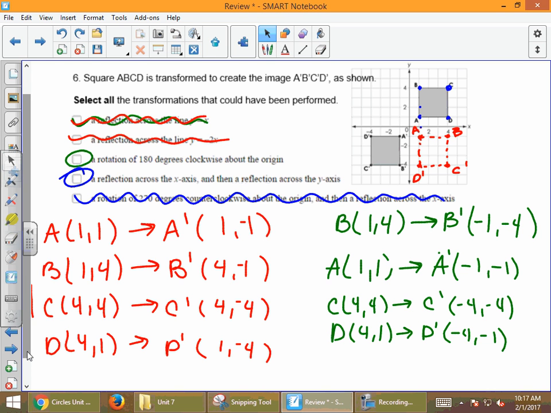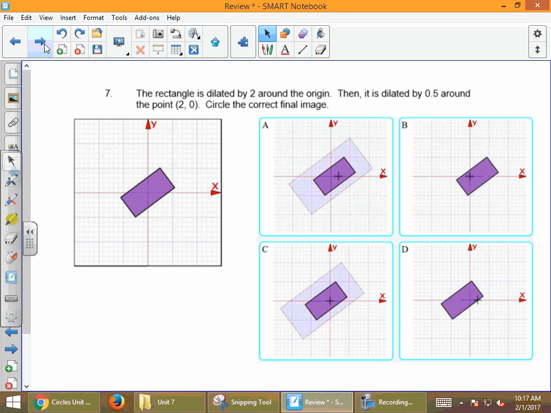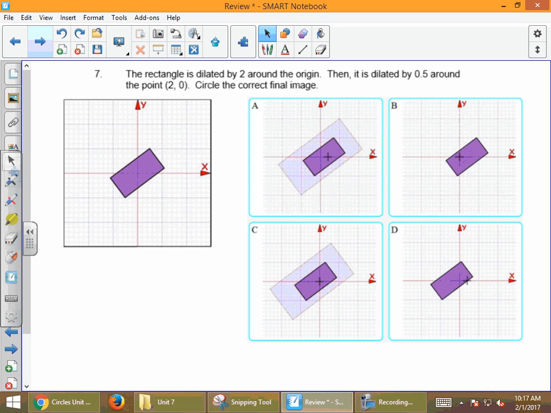Okay? Questions over that one? Go down, cross out the ones that don't work. Circle the ones that do. Ready, steady, go. All right, number 7 over here.